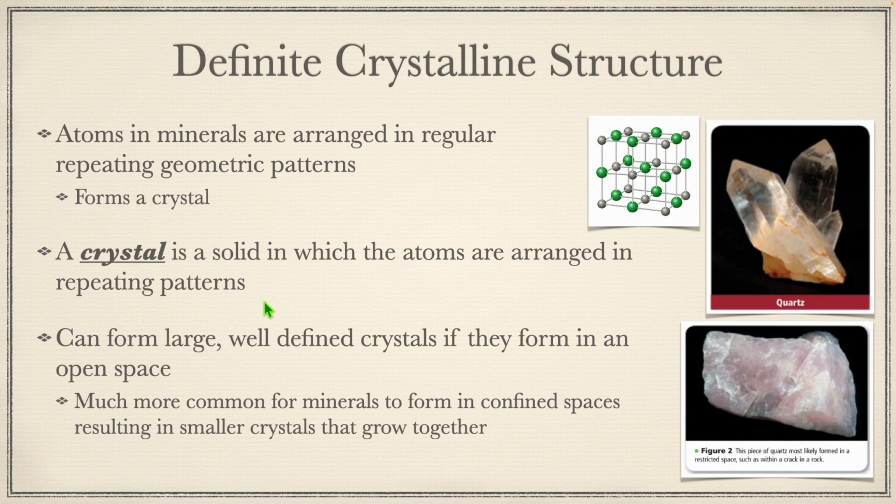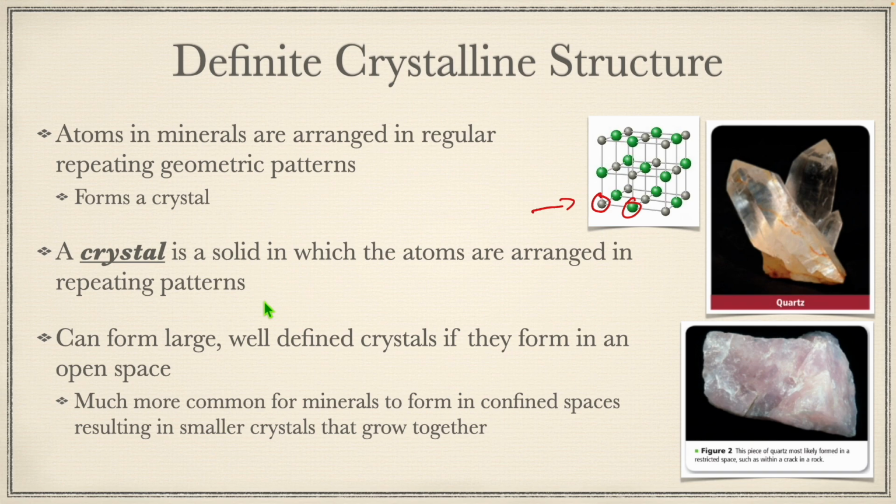Definite crystalline structure. So atoms in minerals are arranged in regular repeating geometric patterns. So this forms a crystal, sort of like our lattice we have over here. Okay, so you have these alternating silver and green atoms here. So they're not silver and green, but this is like the structure of sodium chloride or table salt. So it forms a crystal, forms a repeating pattern, which is basically what a crystal is. So a crystal is a solid in which the atoms are arranged in a repeating pattern.